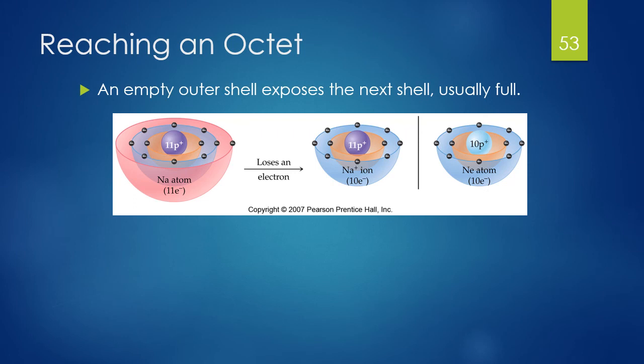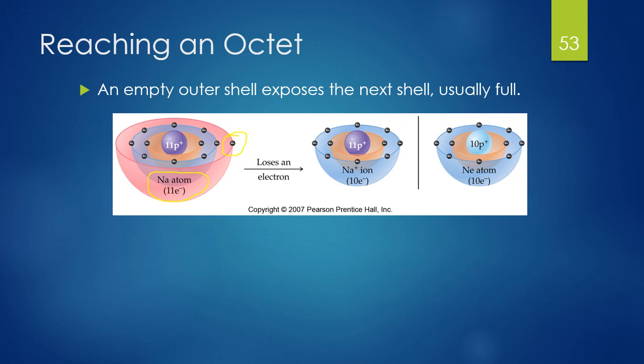So let's see how this looks. In this example, I have shown a sodium atom. Now a sodium atom has 11 electrons. If you do its electron configuration of a neutral sodium atom, you will count 11 electrons. Now notice this outer shell in pink here has just 1 electron because sodium is an alkali metal and just has 1 electron in its valence outer shell.